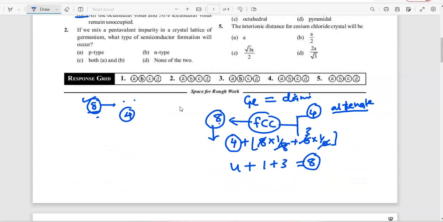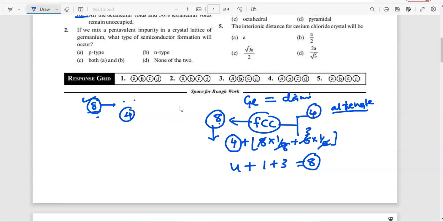So in this second question, if we mix a pentavalent impurity in a crystal lattice of germanium, what type of semiconductor formation will occur? So it is very clear.